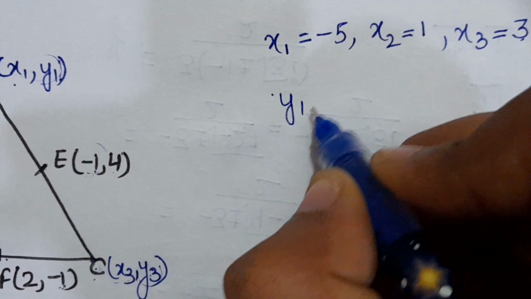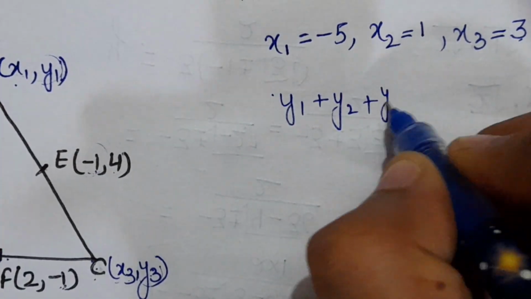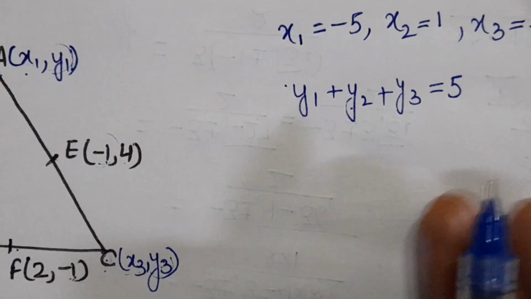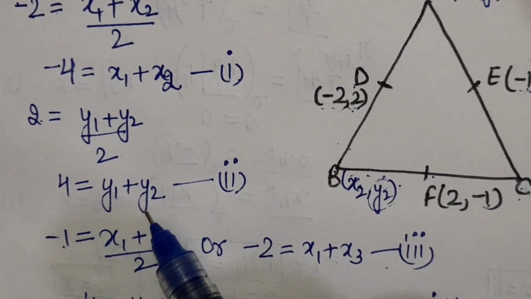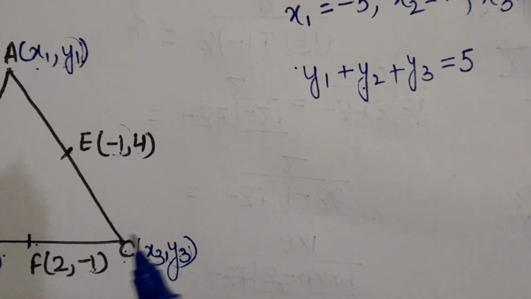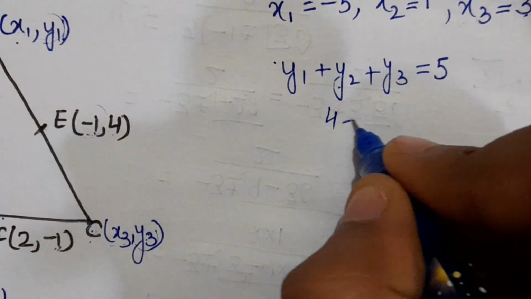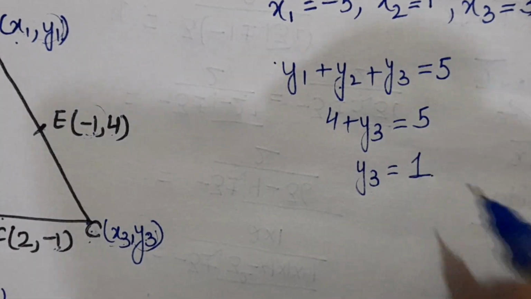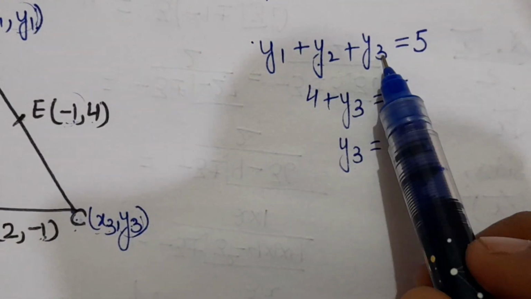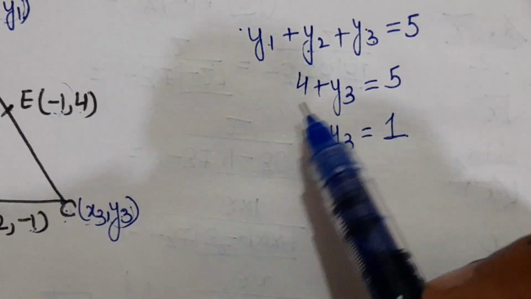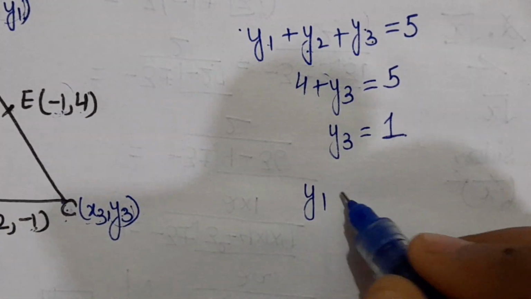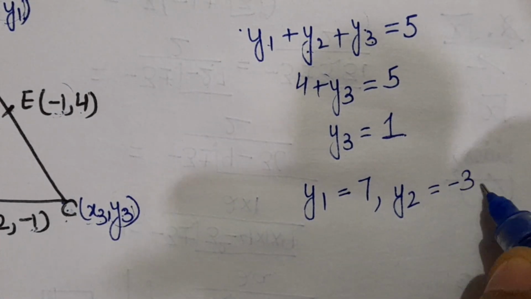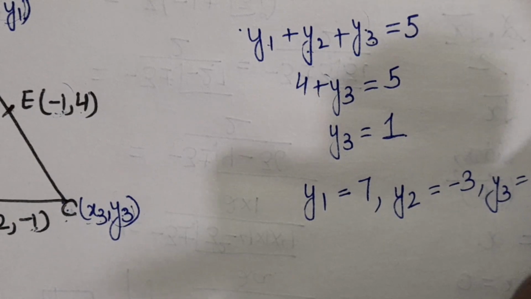Similarly, we have y1 plus y2 plus y3 equals 5. If we apply the value of y1 plus y2 equals 4, then we get the value of y3, that is equal to 1. Similarly, putting the values of y2 plus y3 and y1 plus y3, we get all three values. So we have y1 equals 7, y2 equals -3, and y3 equals 1.